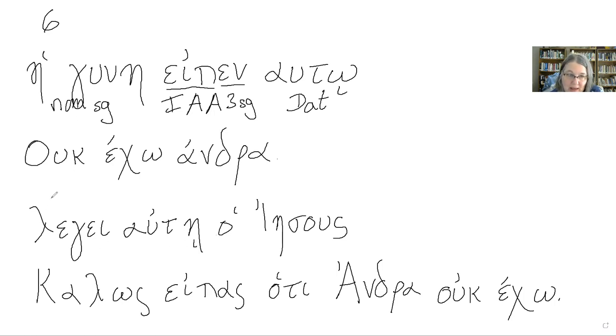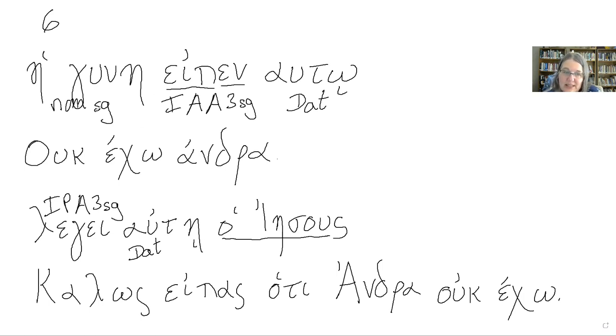This is the indicative present tense active third person singular of lego. It has the present tense stem and the third person singular ending. And here we have another dative pronoun, except it's feminine instead of masculine. And we have ho Iesous in the nominative as the subject. So we have Jesus says to her.